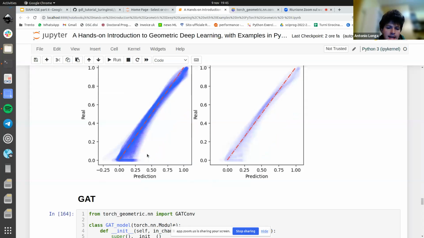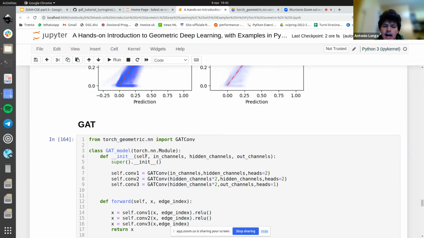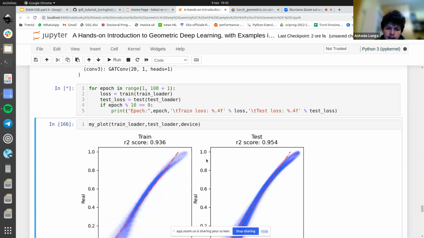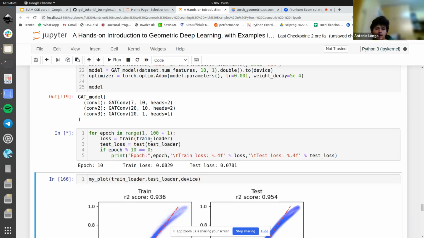Okay. And in the same manner, we can even try another architecture. For instance, here I'm using GAT convolution. What I'm doing here is a tricky modification: depending on the number of heads you are using in your GAT layer, you have to change a little bit the size of the inner layer. If you run it, it's going to take a little bit of time.